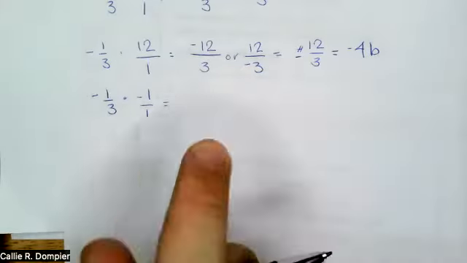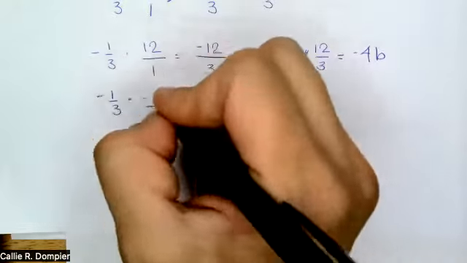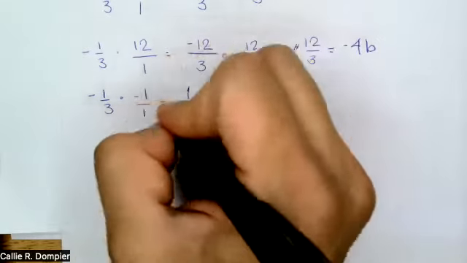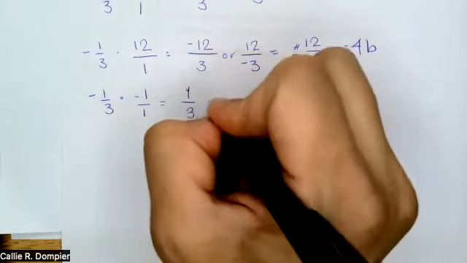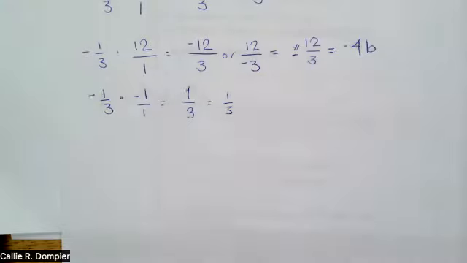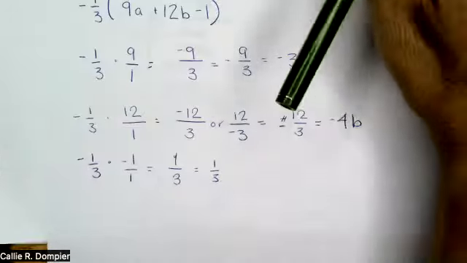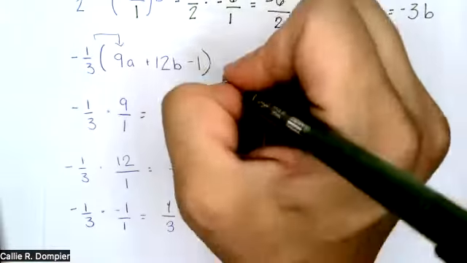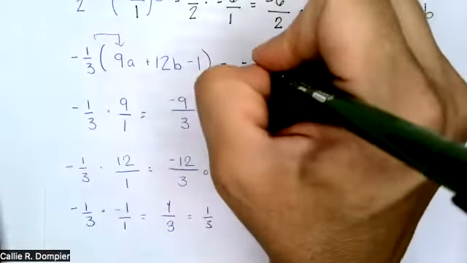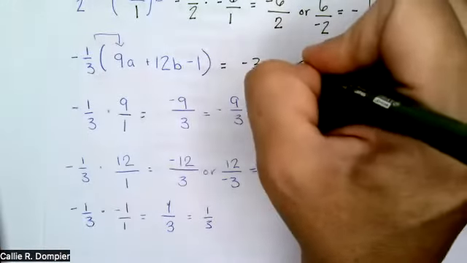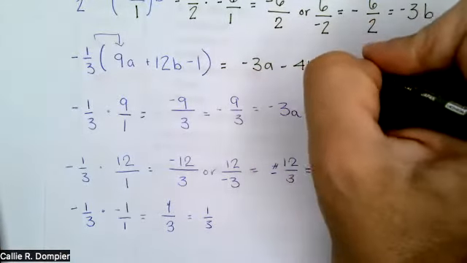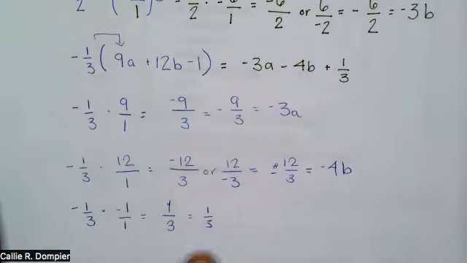And then -1/3 times -1. -1/1 to turn it into a fraction. -1 times -1 becomes a +1. 3/1 is 3. So that's just 1/3. Good. So now we combine those. So this becomes, sorry, I wrote it so big you can't see it all. This becomes -3a minus 4b plus 1/3, right? Because that didn't have a negative with it, so we just add it.